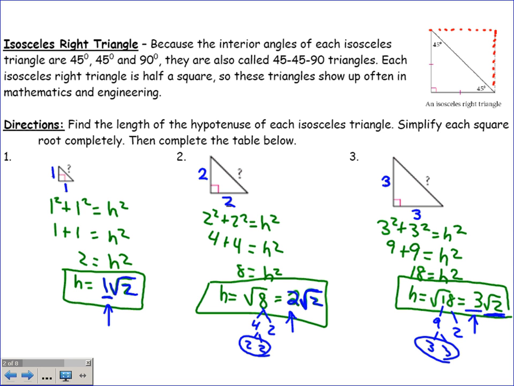Okay, so someone tell me the pattern. Please. The two legs are equal, because it's an isosceles triangle. So that's the whole number. Uh-huh. And then it's always square root of 2.